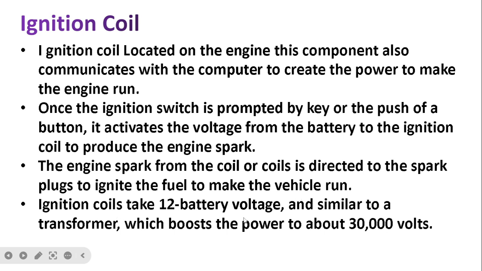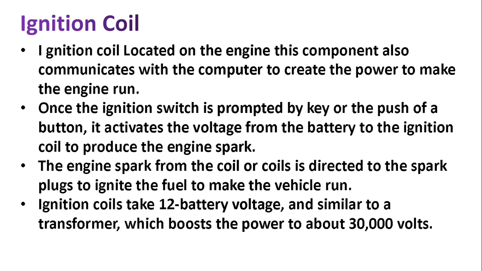Next, ignition coils take 12 volt battery voltage. In an electric vehicle mostly a 12 volt battery is used, and ignition coils also operate on it. Similar to a transformer, it boosts the power to about 30,000 volts. For working of the ignition coil, or to produce a spark, we require 30,000 volts. So how to create that? We have only a 12 volt battery, so that concept I will explain in the next slide.